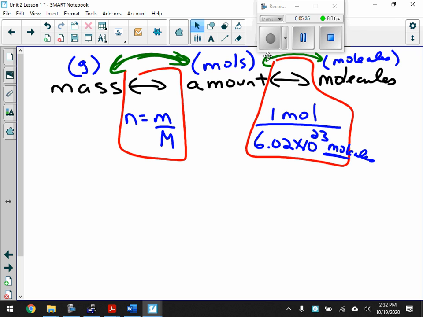And the key here is this. You always have to go through the middleman. I call him the middleman. The middleman is the mole. Okay? If you want to get from mass to molecules, you've got to find moles first. So we go from mass to moles to molecules. Okay? Or vice versa. Molecules, moles, mass. Okay? You always have to go through the middleman.